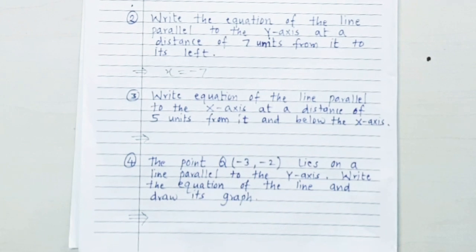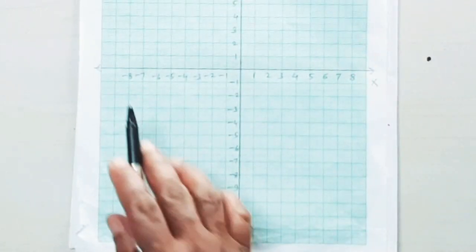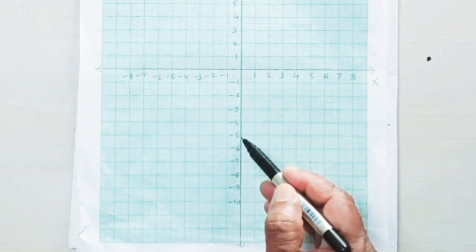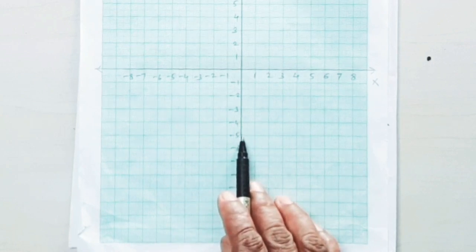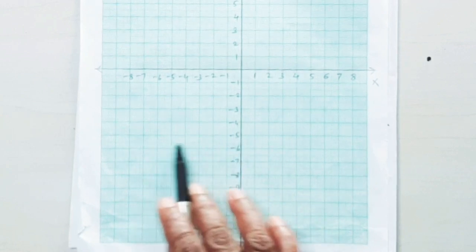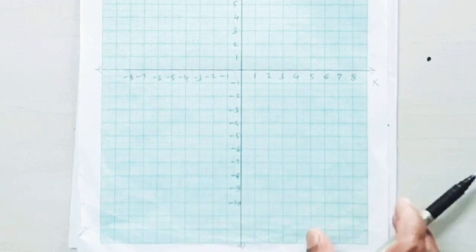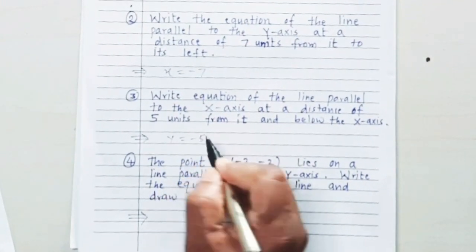Now the third example. Write the equation of a line parallel to the x-axis at a distance of 5 units from it and below the x-axis. So the line is below the x-axis at a distance of 5 units, so y is equal to minus 5. So the equation of the line is y is equal to minus 5.